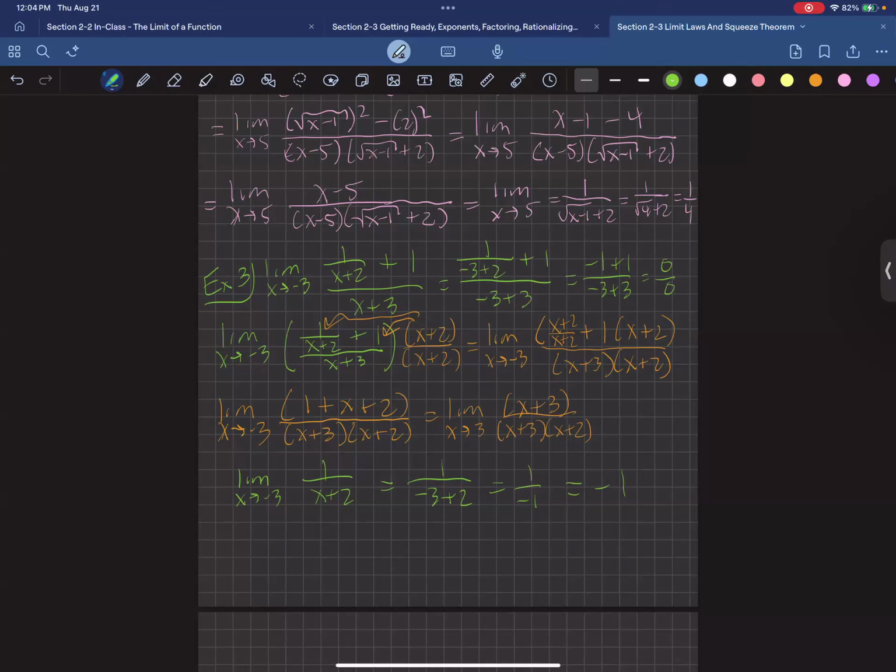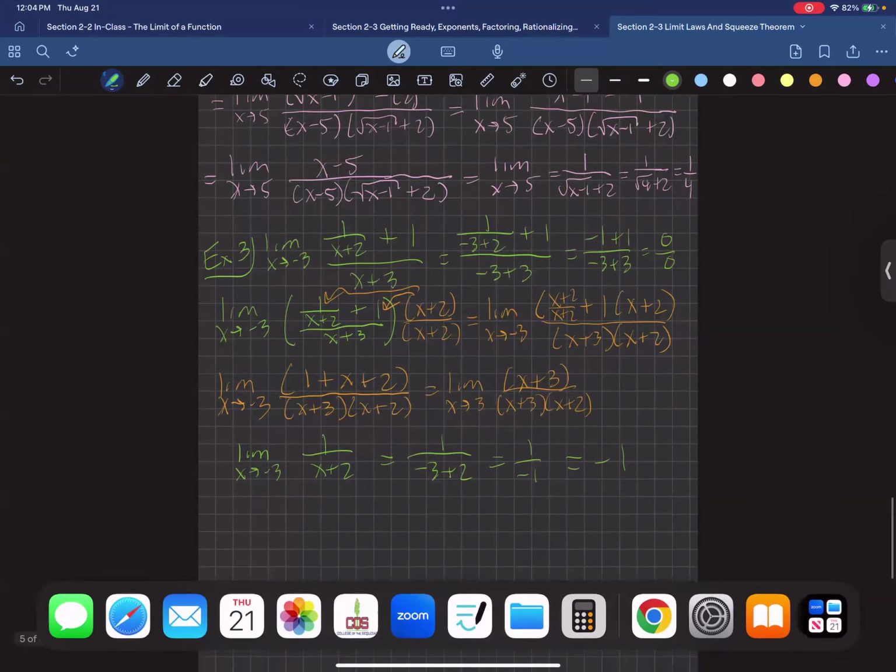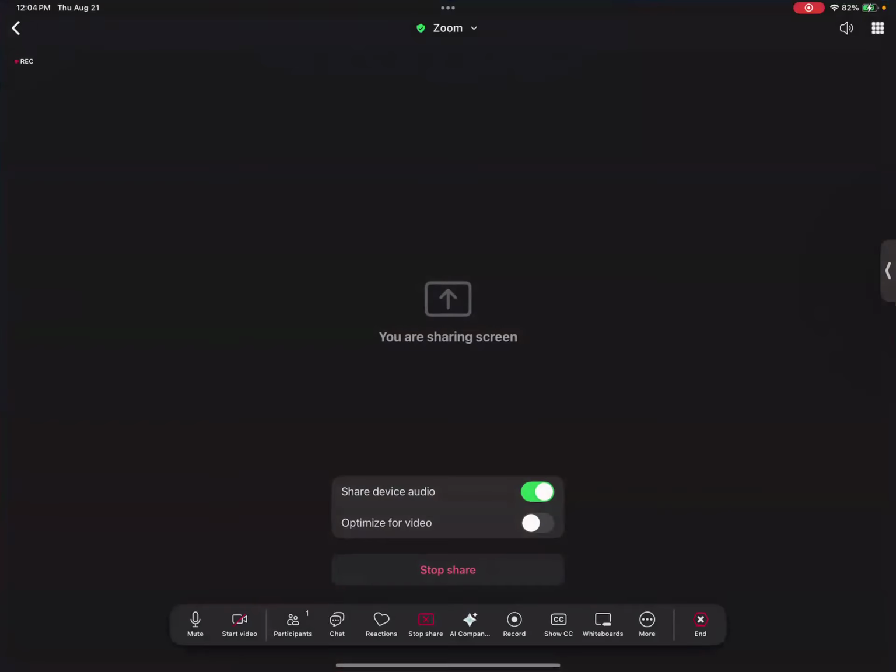So this is how we find limits when there's a 0 over 0. We also talked about doing rational functions and just being able to plug stuff in. It's pretty nice. I'm going to pause or stop this video and continue in a second. I think it stopped it.